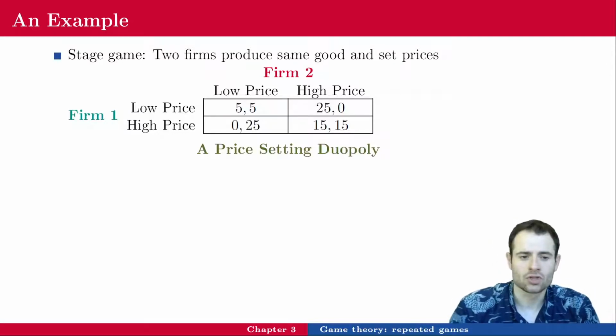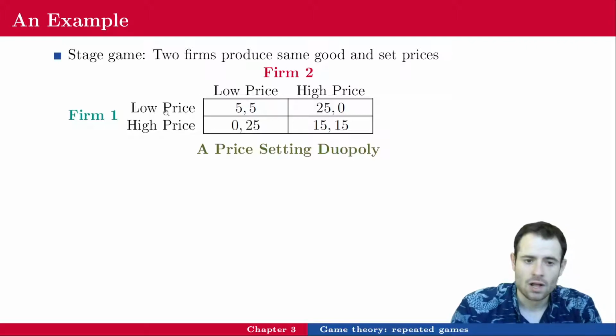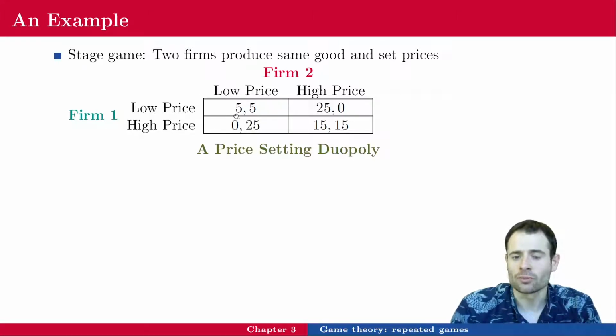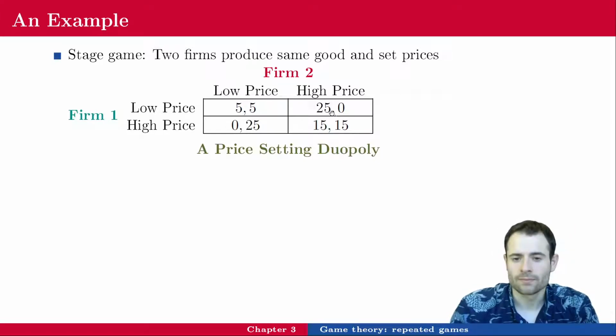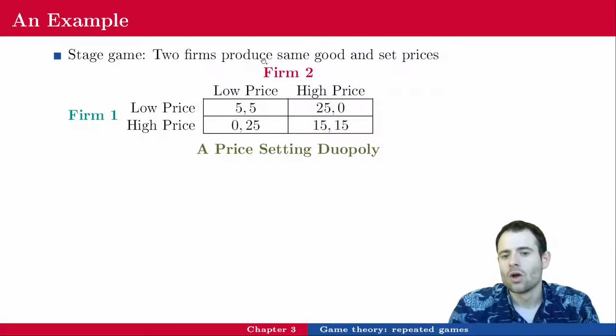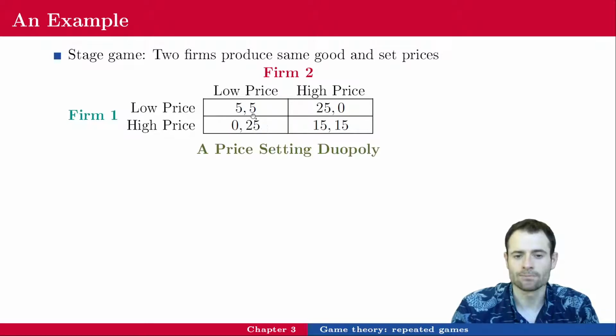So if both firms charge a low price, then profits are going to be 5 for each firm. If both firms charge a high price, profits are higher, they collude, and profits are equal to 15 for each. Now, if one firm charges a low price, but firm 2 charges a high price, then firm 2 is not getting any customers, so its profit is 0, and firm 1 gets a profit of 25, and vice versa.